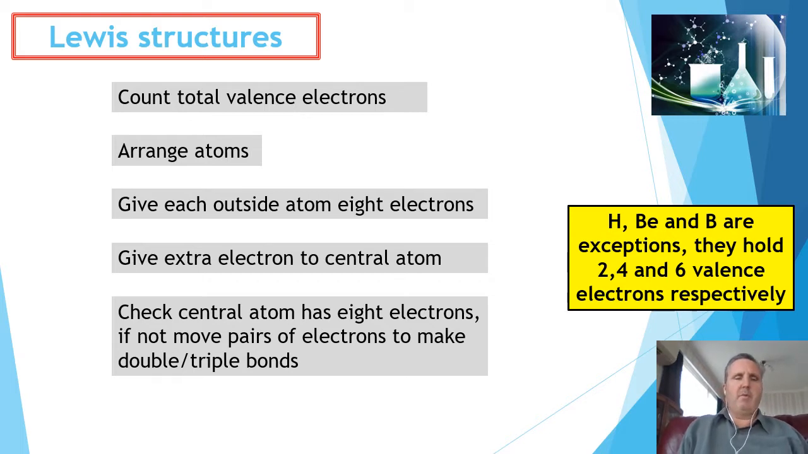We need to remember when we do Lewis structures that every atom wants to gain an octet, apart from hydrogen that's looking to have 2 electrons in its outside shell, and there's a couple of exceptions here, beryllium and boron, that we'll look at as we go.